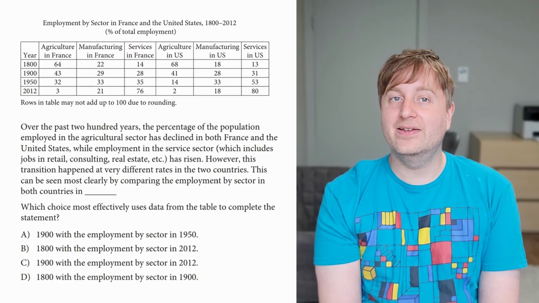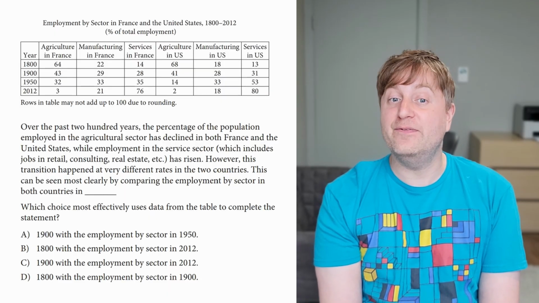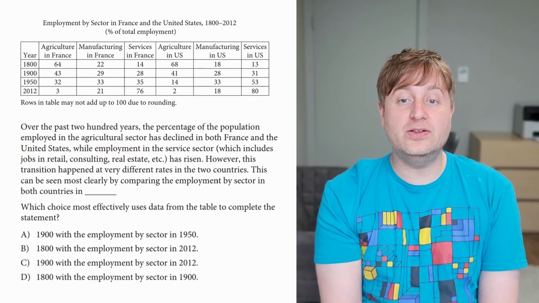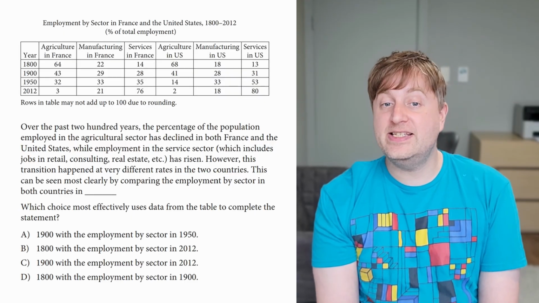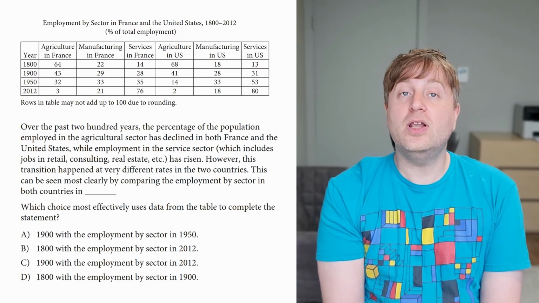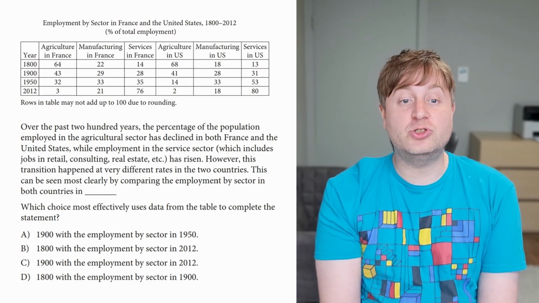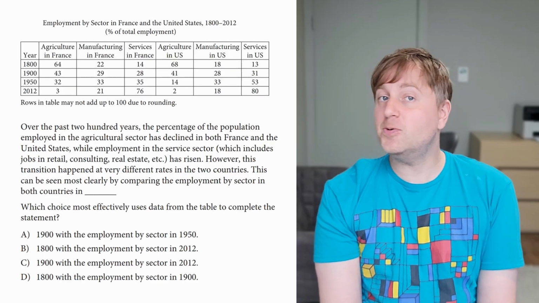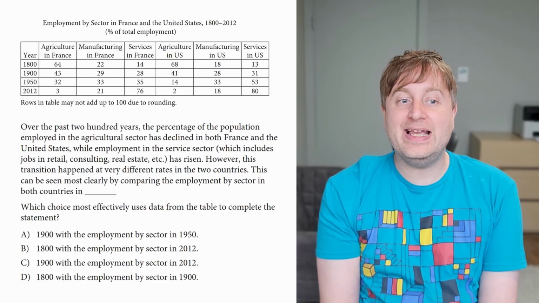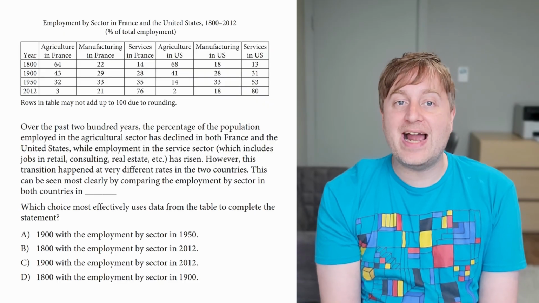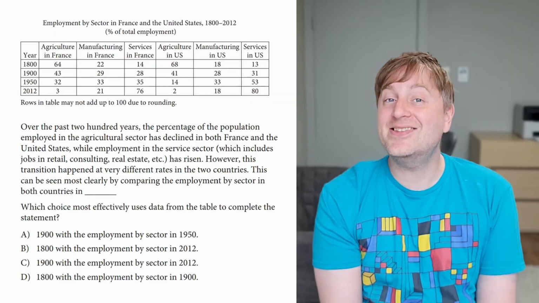Let's start with A. Looking at the graph, we can see that between 1900 and 1950 in France, agriculture fell a little, and services rose a little. And between those dates in the United States, agriculture fell a lot, and services also rose a lot. So we see the same general trend in both countries. Agriculture is decreasing and services is increasing, but it's happening at different rates, which is exactly what we wanted. Therefore, we can be relatively certain that A is the correct answer.